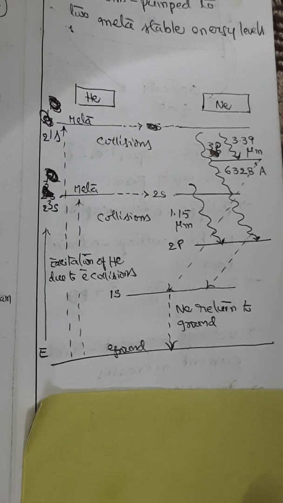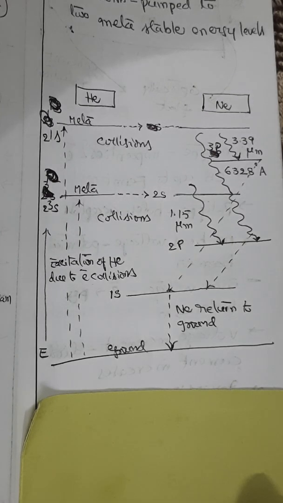And because of the setting of end windows, what we call Brewster windows, the windows are set at a Brewster angle. That means the output laser is linearly polarized. This is what we need to know about helium neon laser.